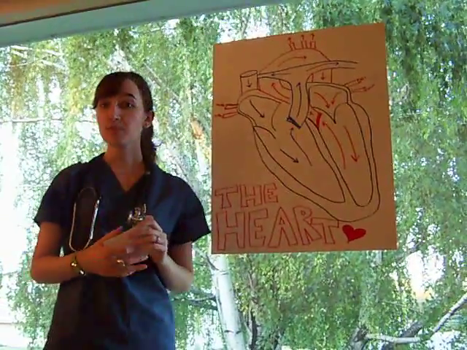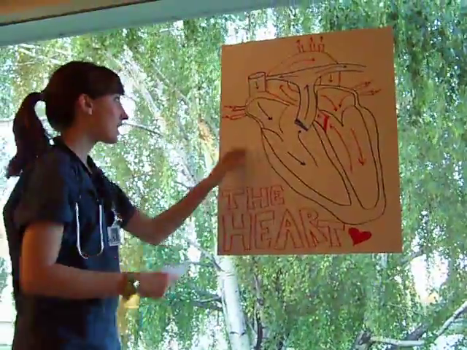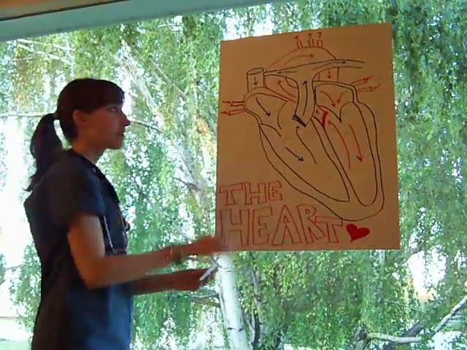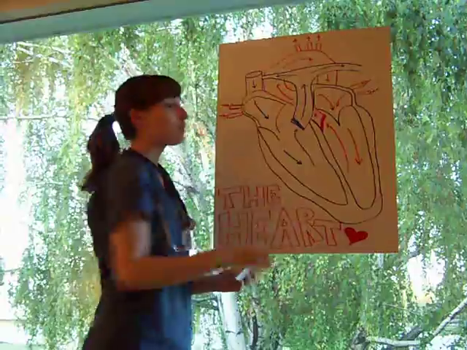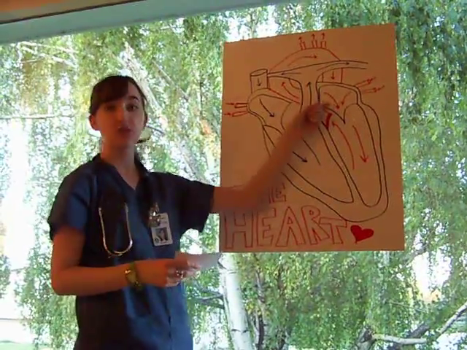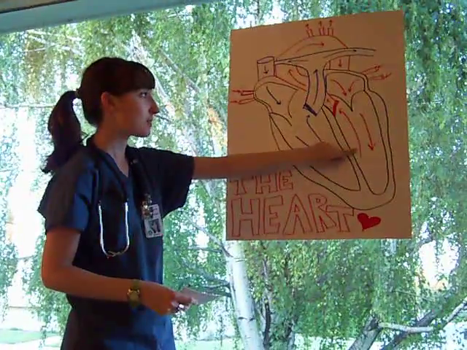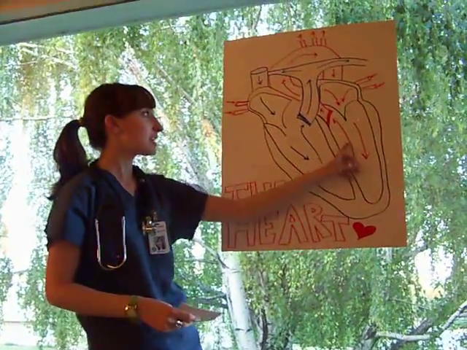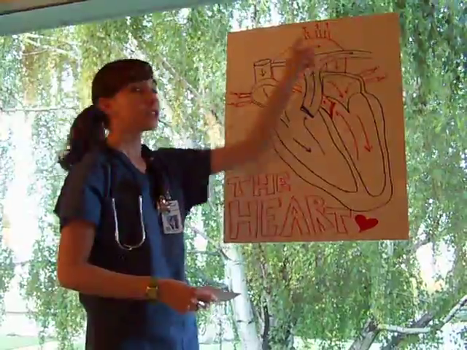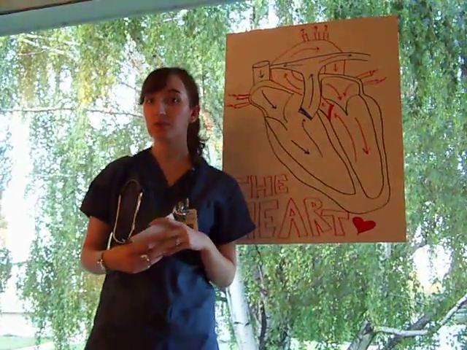The blood returns from the lungs to the heart through the pulmonary veins, located here and here, and here and here. All of these veins flow into the left atrium. When the left atrium contracts, it sends blood into the left ventricle. The left ventricle contracting sends the blood into the aorta, which distributes the oxygenated blood throughout the body.